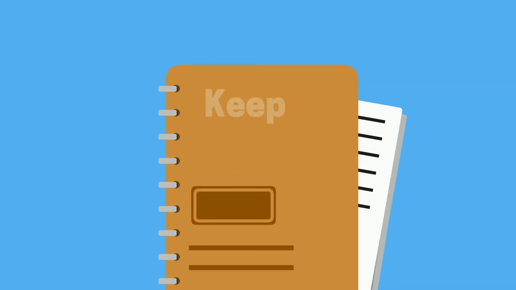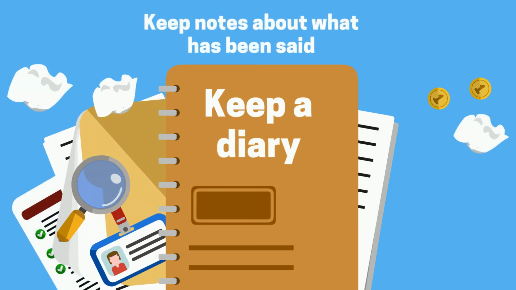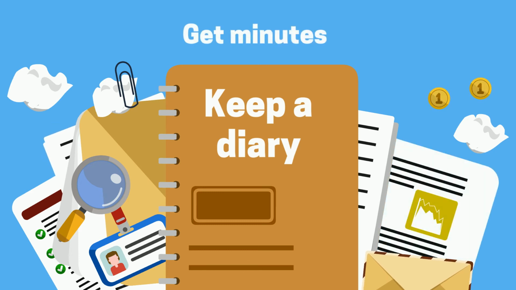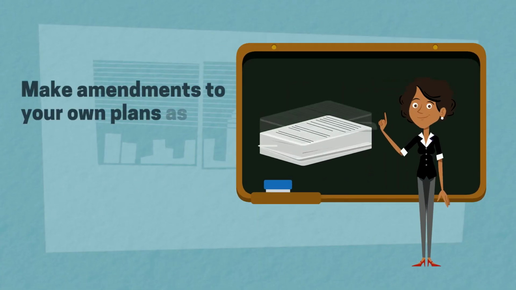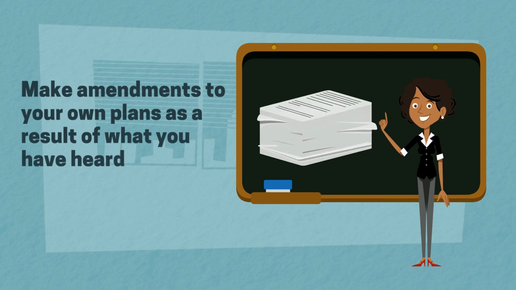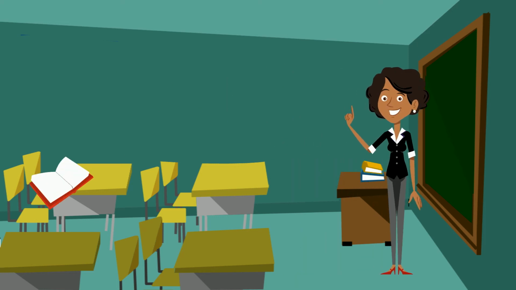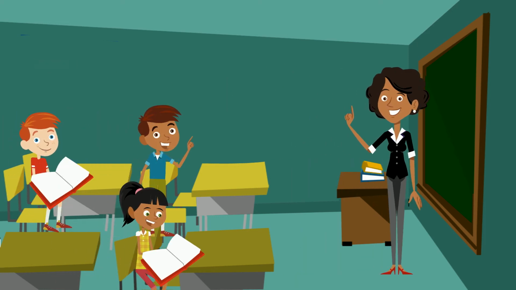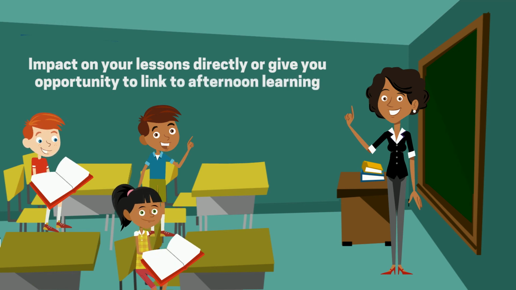Keep a diary of what meetings you need to go to and keep notes about what has been said. Sometimes you will get minutes, but for briefings it is good to keep your own notes, as sometimes you will be told to look out for something in your email or on a notice board, and it is easy to forget. You will also need to make amendments to your own plans as a result of what you have heard. So think, does this affect me or my students? For example, a morning trip to the nature reserve may impact on your lessons directly or give you opportunity to link to afternoon learning. It may also mean that you need to be calming with a child who might have been overstimulated.